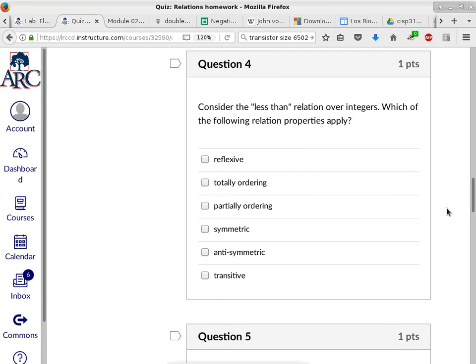Question number 4. Consider the less than relation over all integers. Which one of the following relations apply? Okay, first of all, is it reflexive? Is every single integer less than or equal to itself? Yes, it is. Wait, it's not less than or equal to. Oh, it's just less than. Okay, I read the question wrong. So it's just less than, so it's not reflexive.